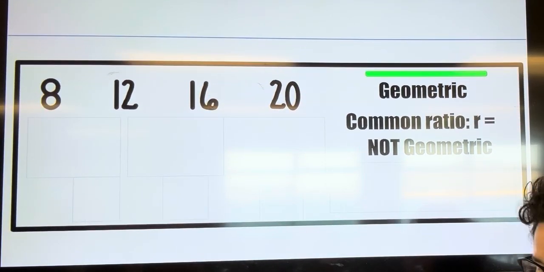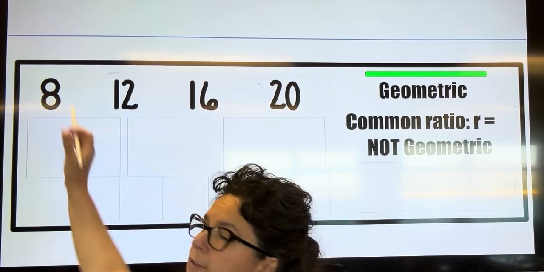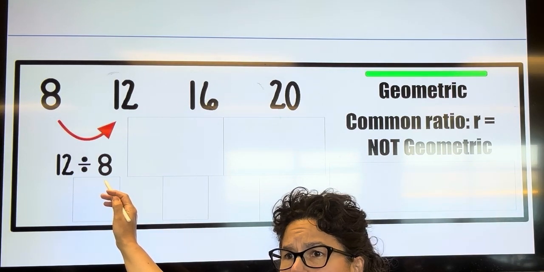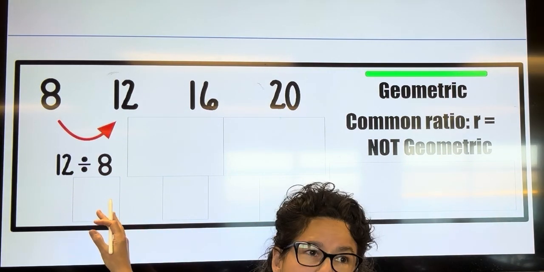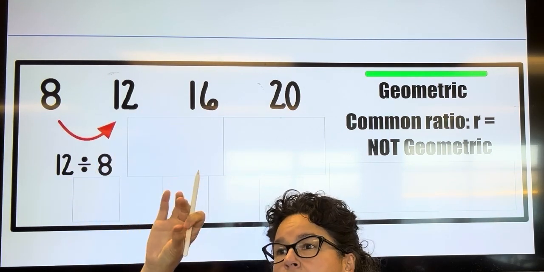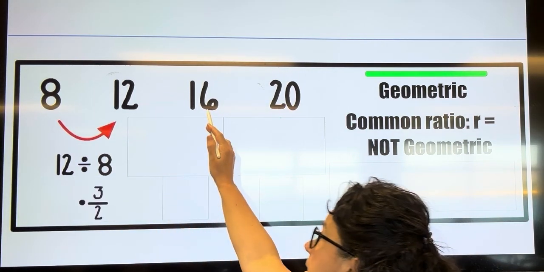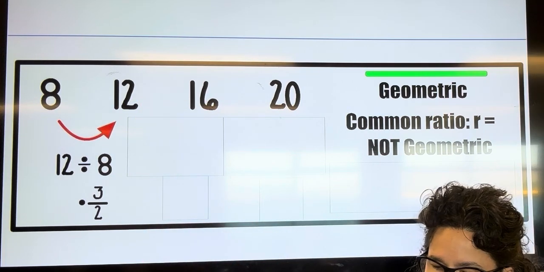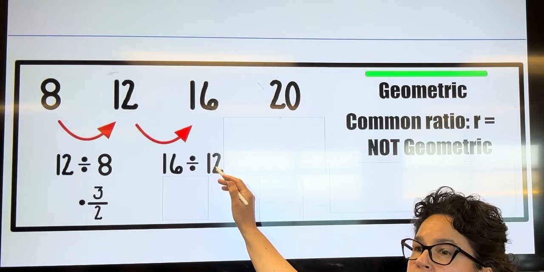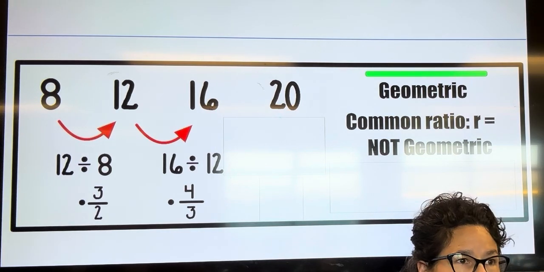Okay, last example here. We want to see, is this one geometric? So we're going to take 12 and divide it by 8. Now when you take 12 divided by 8, if you want to, you can get the decimal, but it's preferable to have a fraction. So if I make a fraction 12 over 8, the 12 and the 8 can both be divided by 4, and I end up with 3/2. Okay, 16 divided by 12, 16 over 12. Both 16 and 12 can be divided by 4, and so I end up getting 4 over 3.